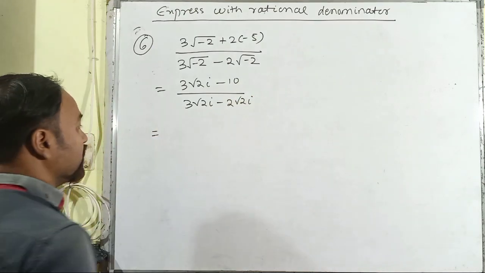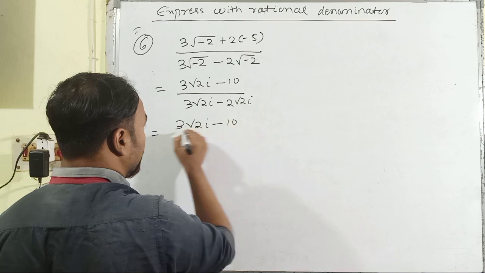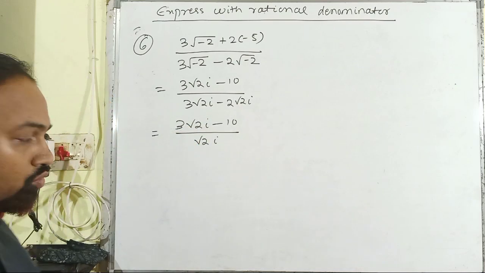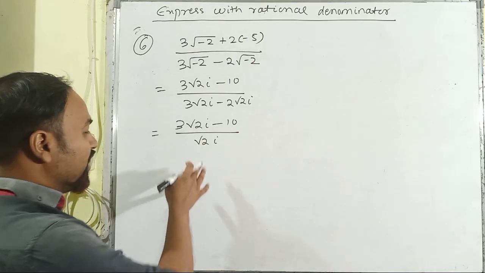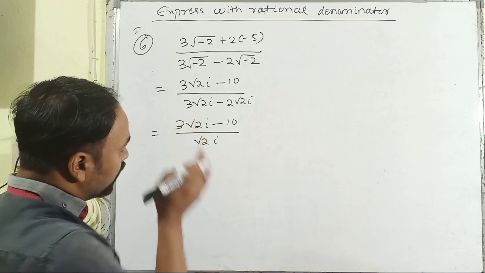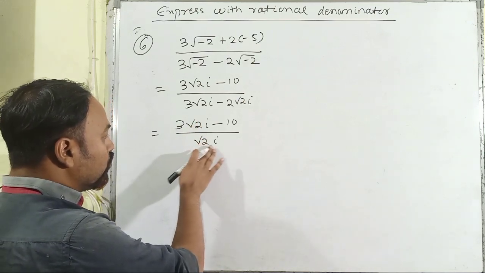Then again simplify the denominator first. (3√2 i - 10) divided by √2 i, because 3√2 i - 2√2 i is √2 i. We don't have to multiply a conjugate here because the denominator is in the simplified imaginary form. That means the denominator contains √2 i.